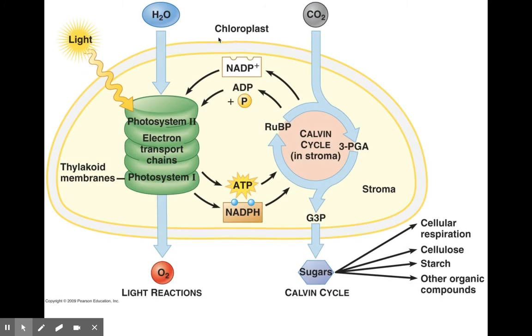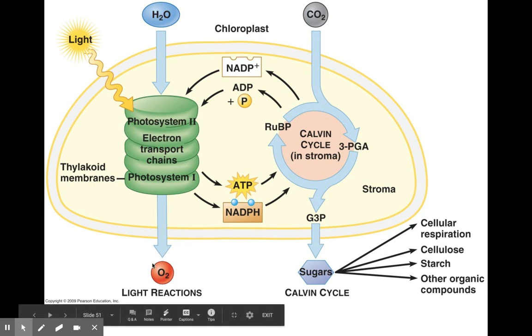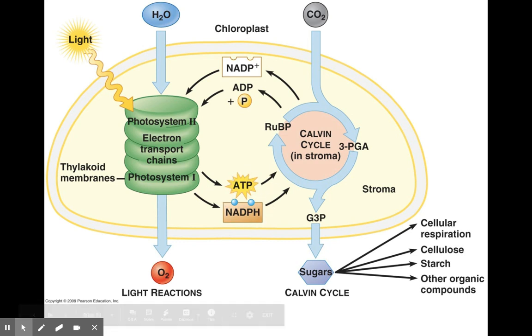But just remember, we're inside the chloroplast and the light reactions happened in the thylakoid membranes. And then the Calvin cycle happens in the stroma around the thylakoids. Water and light are used in the light reactions. The waste product, oxygen, is made. The main products, ATP and NADPH, are made. Those go into the Calvin cycle with carbon dioxide to make G3P.